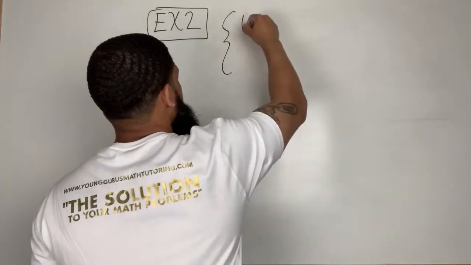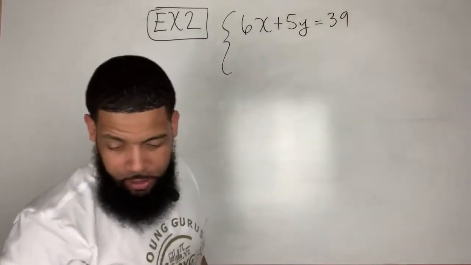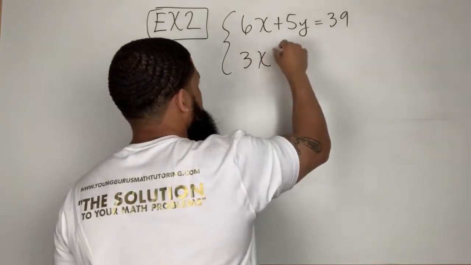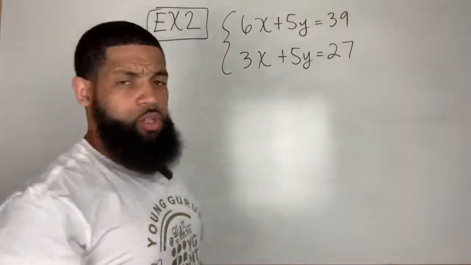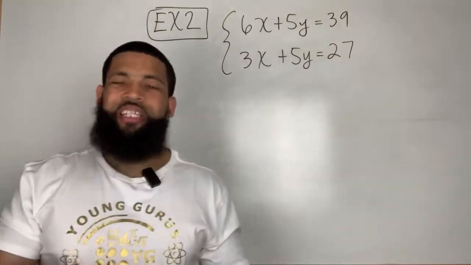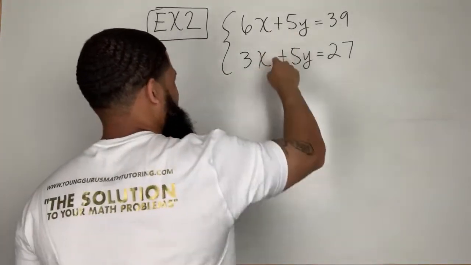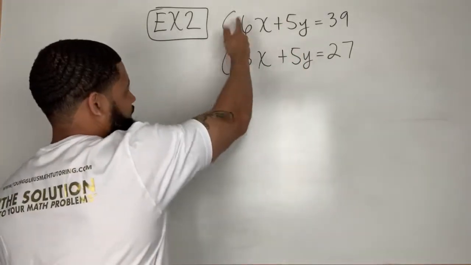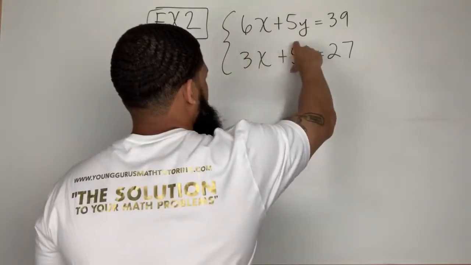Example 2: 6x plus 5y equals 39, and 3x plus 5y equals 27. Now in order to eliminate one of the variables, there's a couple ways that we can do this. But in order to eliminate it, our goal is to get opposites. So I have positive 5y, I want to get negative 5y. Here I have 6x, I would want to get negative 6x, but it's easier to just do the 5y.